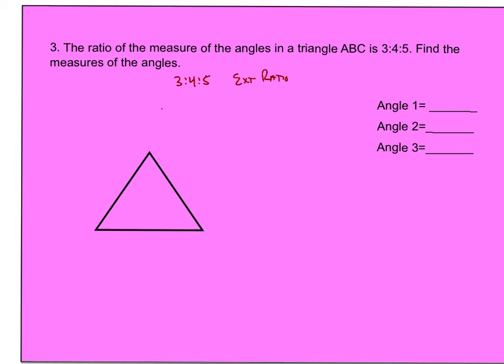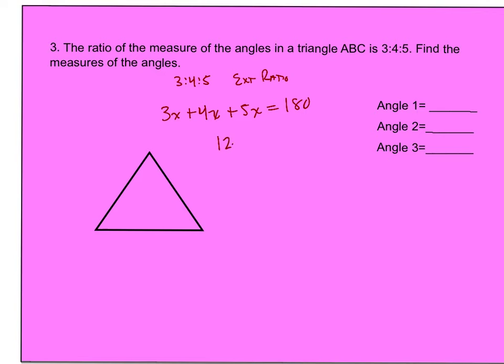So 3 times some number plus 4 times some number plus 5 times some number is going to equal 180. Okay, that's how the ratio works. 3, 4, and 5, if they're all multiplied by some number, then they're going to stay in that ratio, and we know that the sum total is going to be 180.